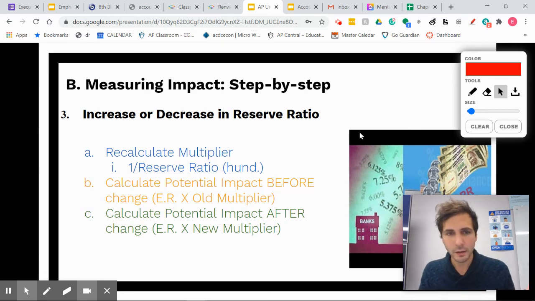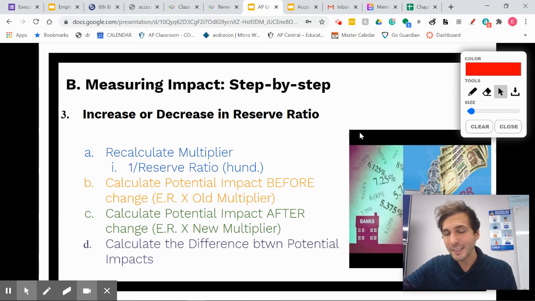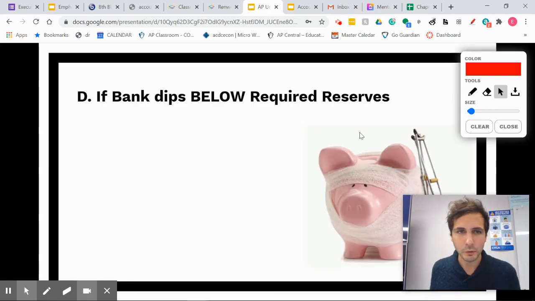So if I had $100 of excess reserves, and my old multiplier was 4, well, my old impact was $400. Now I have the same excess reserves, $100, but my new multiplier is 10. Well, now I'm at $1,000. So the difference is 1,000 minus 400, or $600. So that's the difference between those two impacts. This is rare. Most of the time you're calculating the change in deposits. Every once in a while you do a change in bonds, and just remember it's the same amount. If the Fed buys $5,000 of bonds, your excess reserves are going to change by $5,000. So you just take that amount and multiply it by the multiplier.